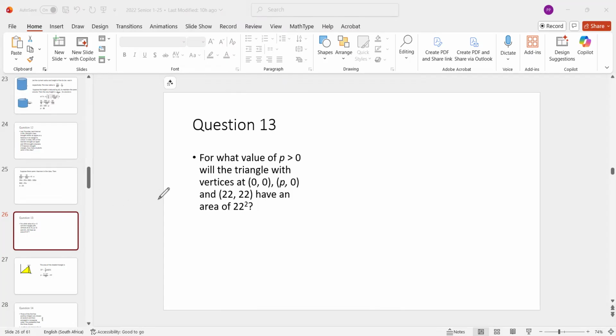All right. So question 13, it reads as, for what value of p greater than 0 will the triangle with vertices 0, 0, p, 0, and 22, 22 have an area of 22 squared? Okay, in this case, I've read the entire question. So you've got the coordinates here. So let's draw this coordinate system.